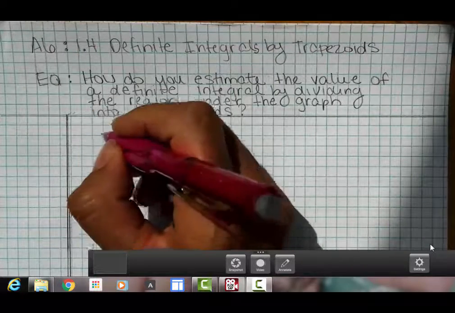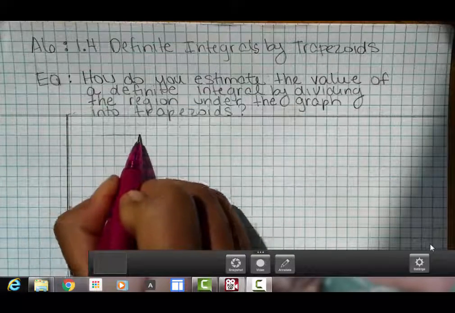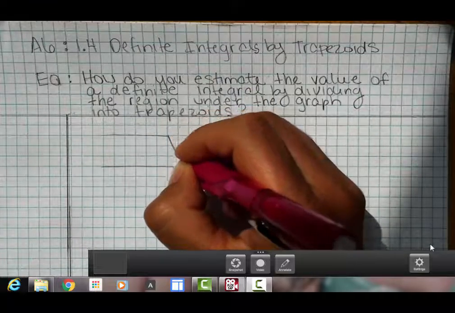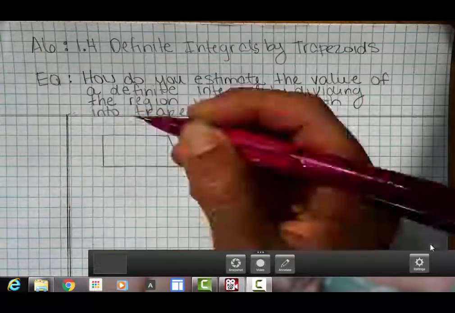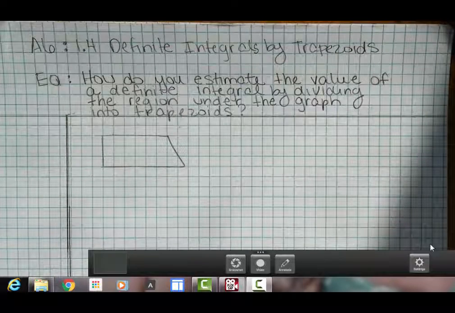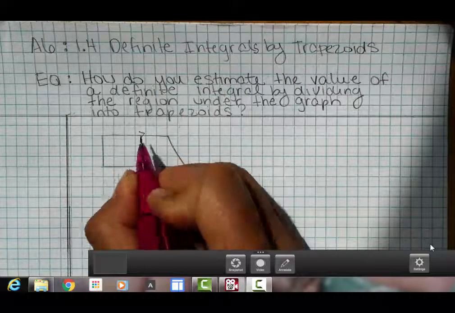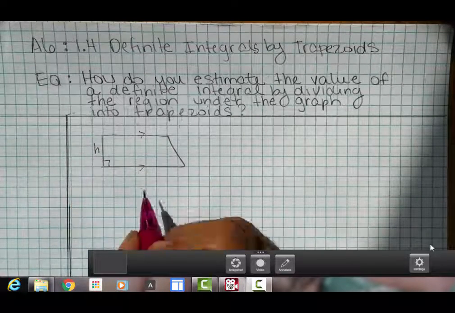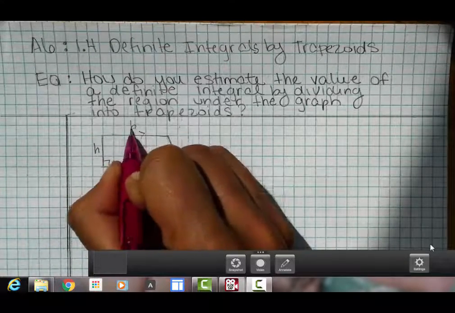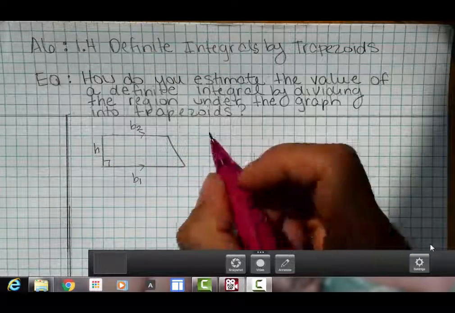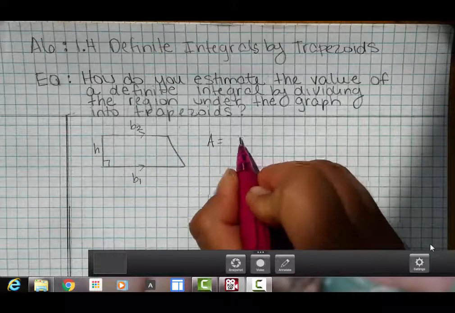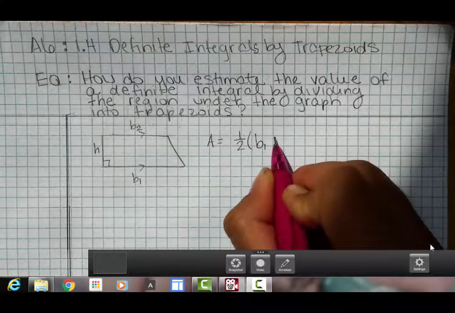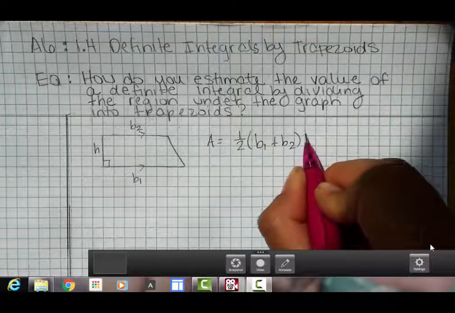So a trapezoid basically has two parallel bases, but maybe the other two sides are not exactly the same, maybe they are, but you have two parallel bases. We're going to have a height, and that height's always going to be perpendicular to the base. We're going to have two bases, base 1, base 2. And so the way that we find the area of a trapezoid, in case you forgot, is that you take 1/2, the sum of the bases, and then you multiply that by the height.